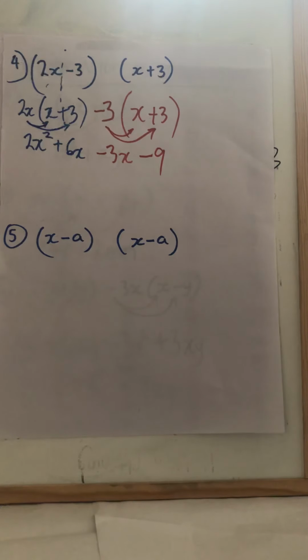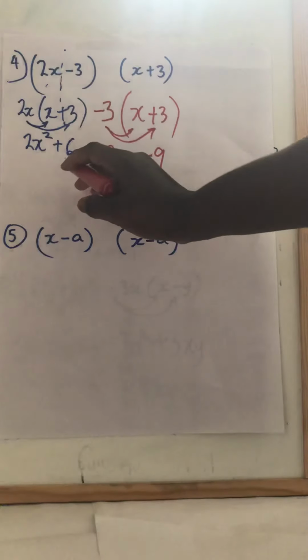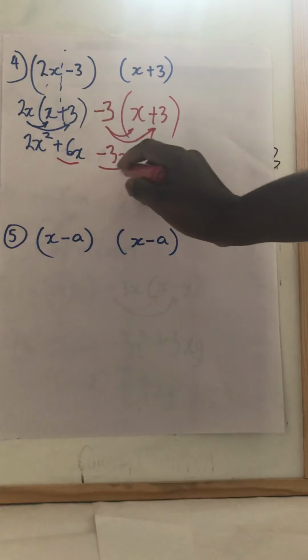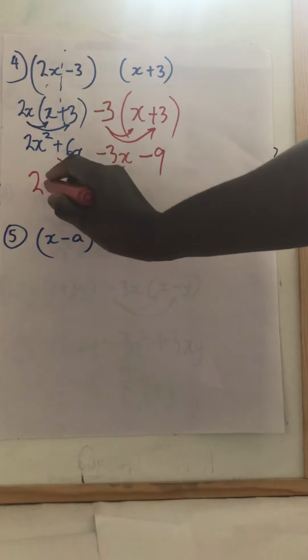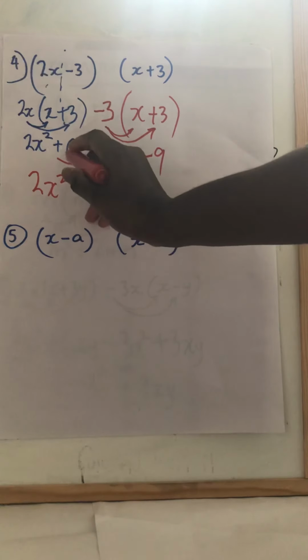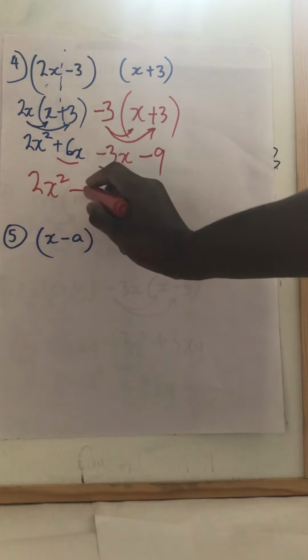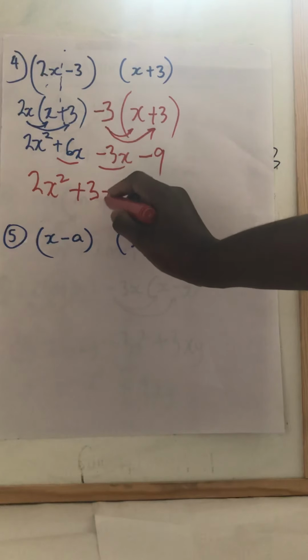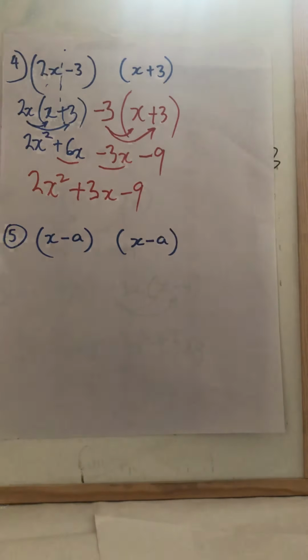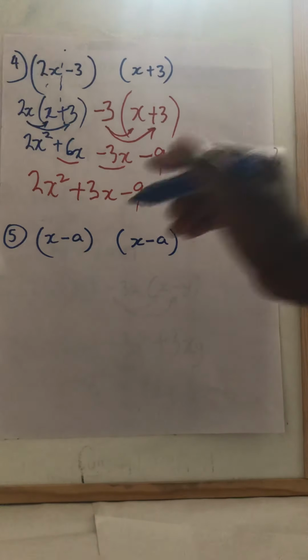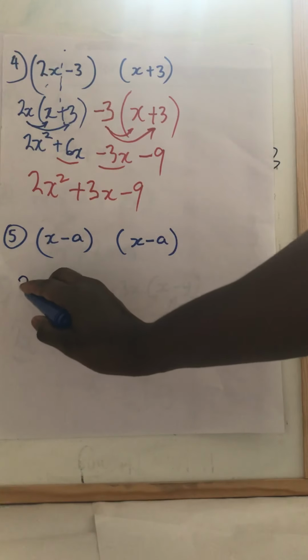Remember, collect like terms, but we don't have much to collect except this. So my final answer is 2x squared plus 6x minus 3x minus 9, that will give me plus 3x minus 9. That is my answer. Question number 2 is the same method. I'm not going to use a different pen this time. I'm just going to use the blue pen.